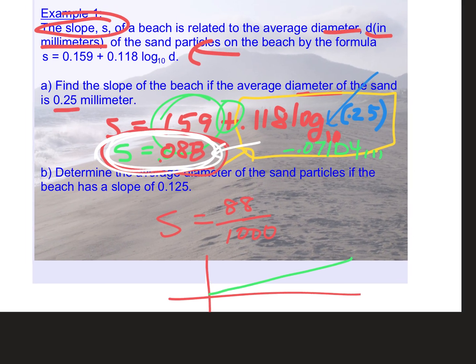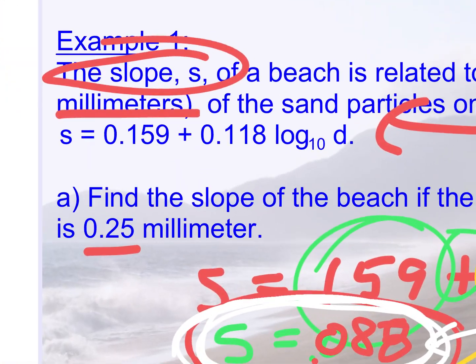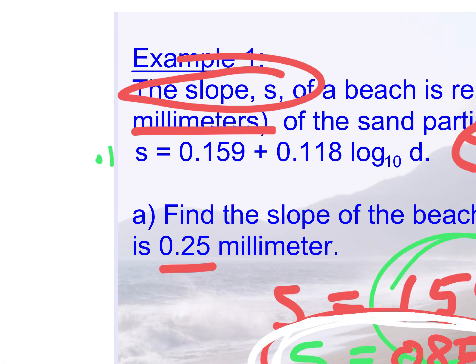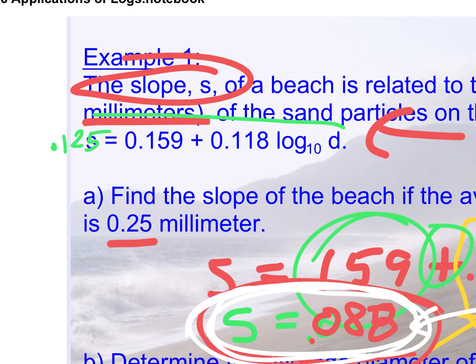All right, and then of course they'll have you do it backwards. What do I mean? Well, it says now that it has a slope of 0.125, so you're going to put that right here. If you actually write all of this out and solve it, which we're not going to do right now to save time, at the end you get D equals, and you'll know, oh, I'm solving for the diameter. I'm going to get how big the sand particles are.